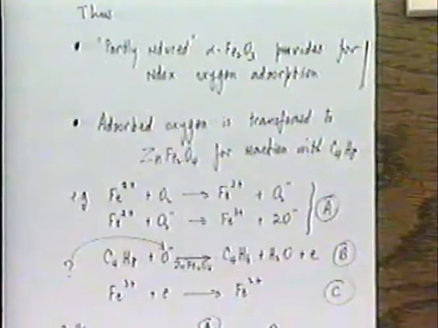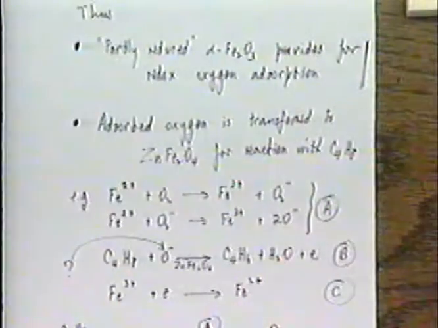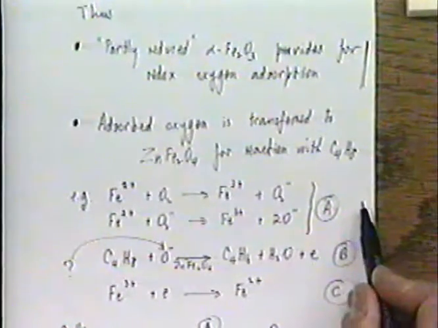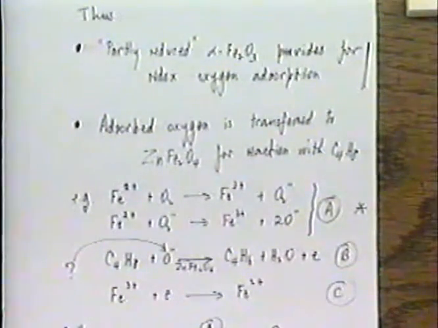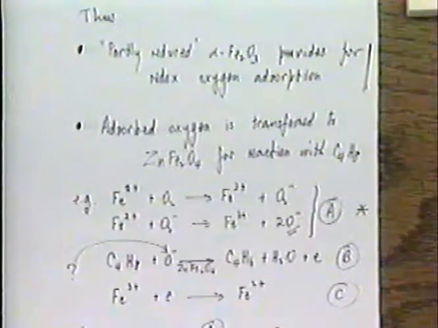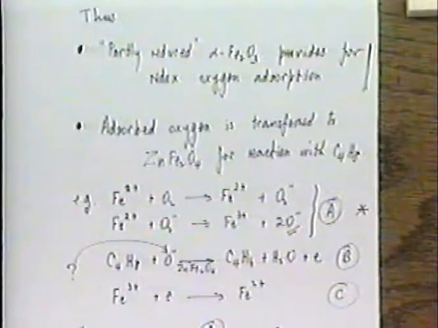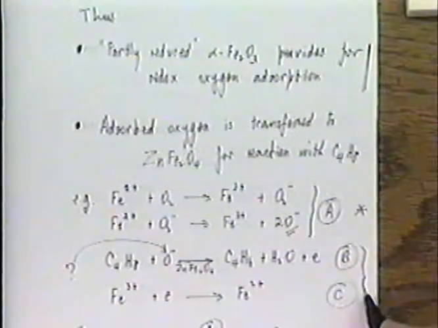You're assuming you've got partly reduced Fe2O3 by some parasitic process. This provides Fe2+ sites for oxygen adsorption, and here is the oxygen adsorption step, which I've written out there to go from O2 minus right through to O minus, and I'm assuming that O minus is the active species in the dehydrogenation. That's an assumption. There's no justification for that other than hand-waving. And the proposition then is that the basic catalytic cycle is as written here.